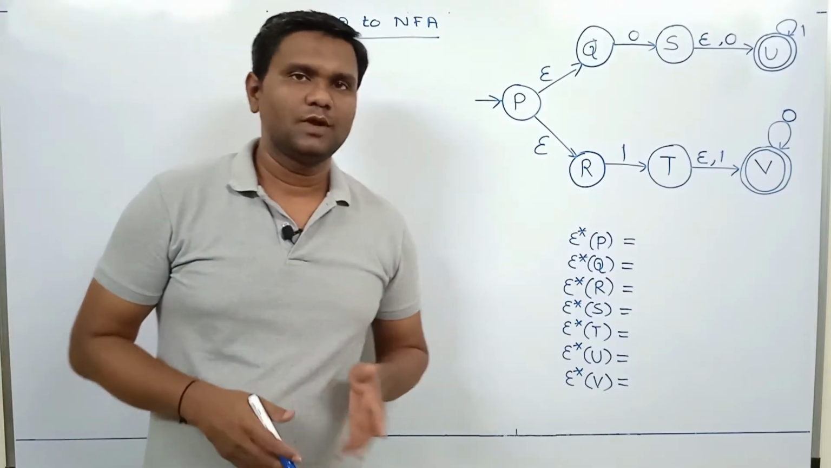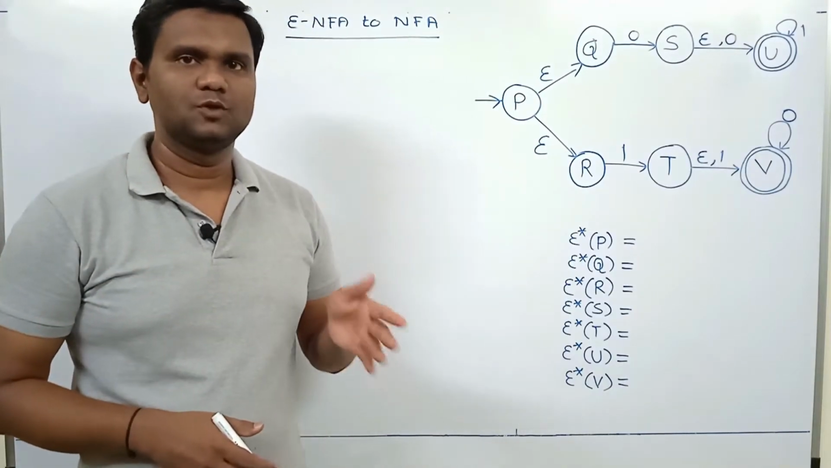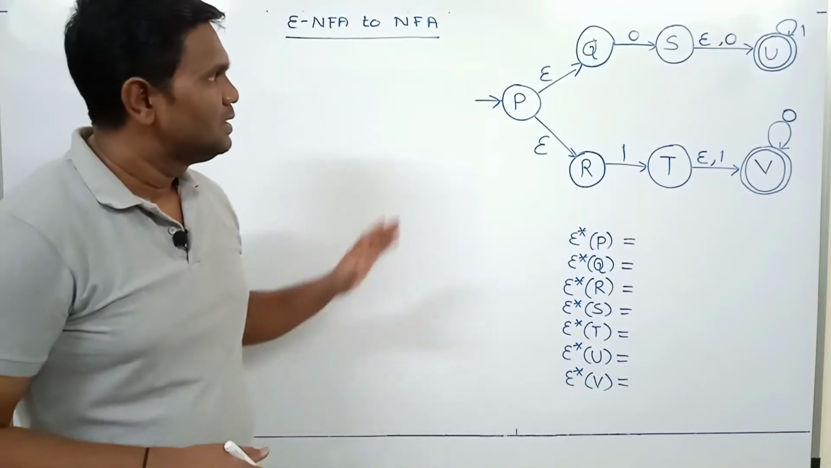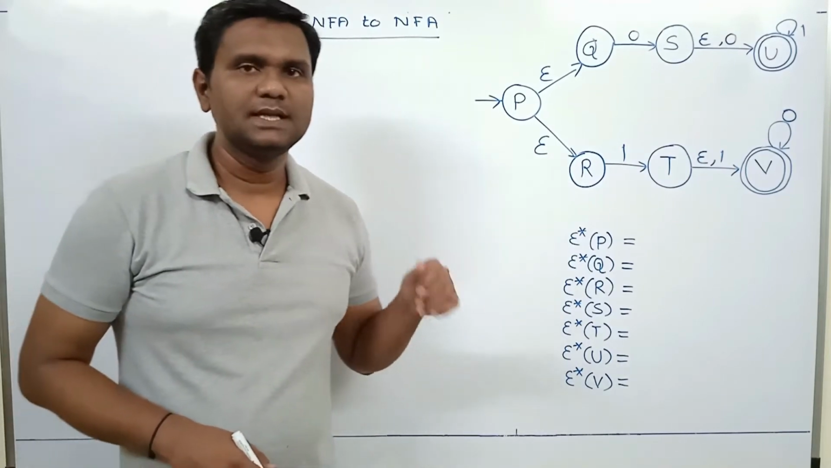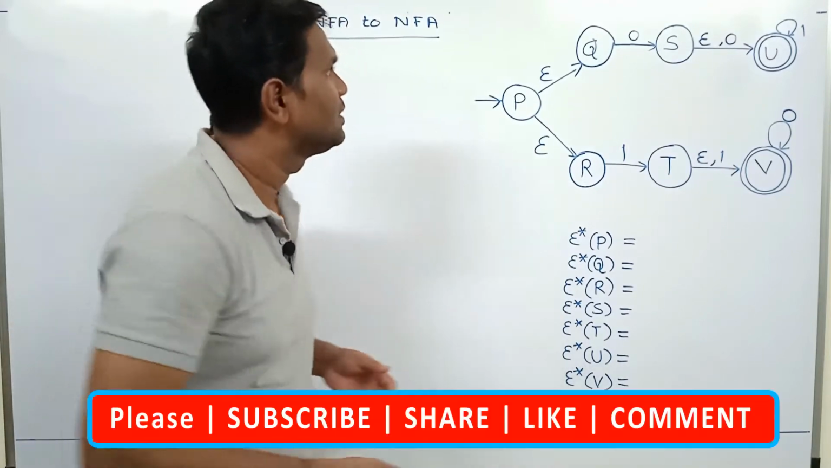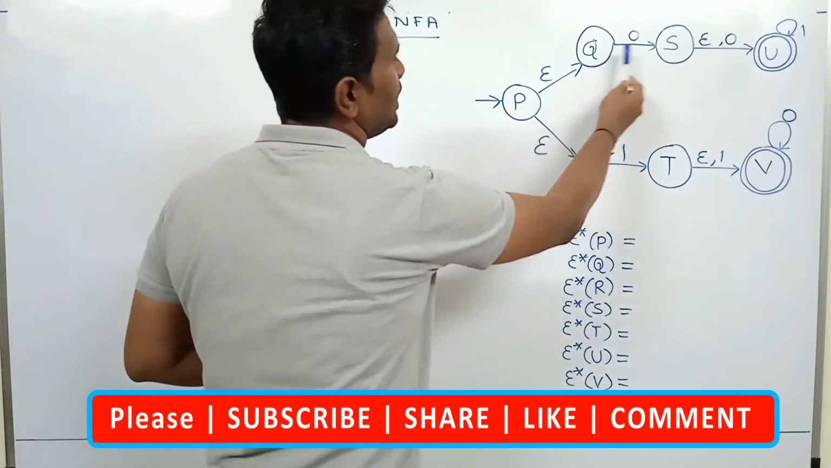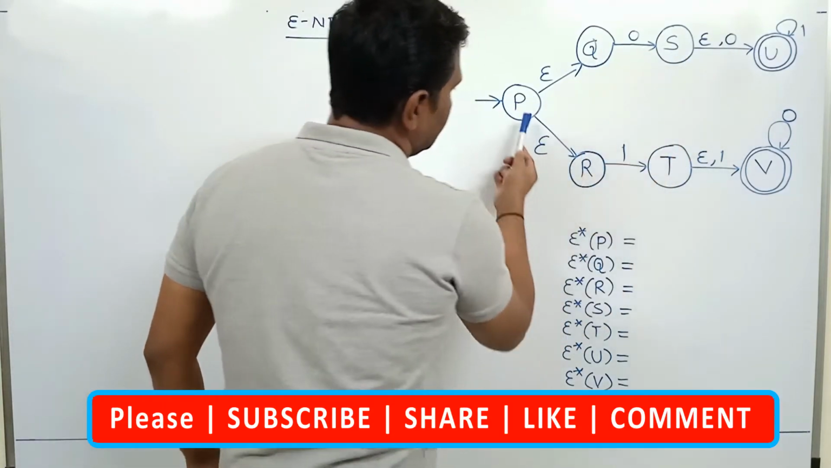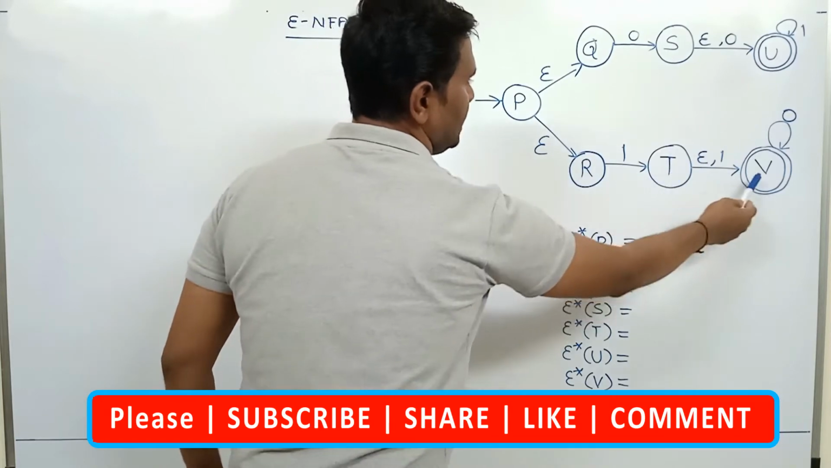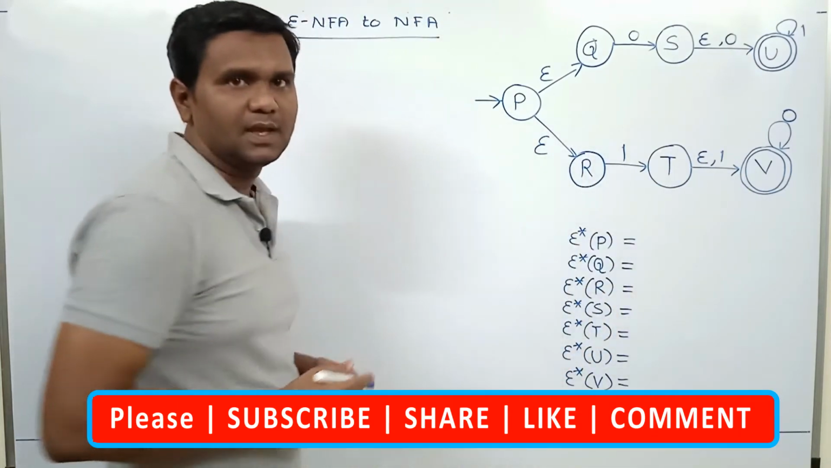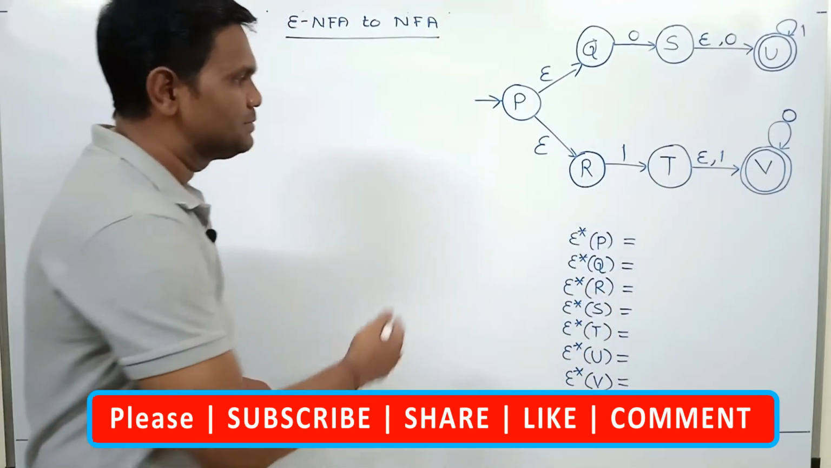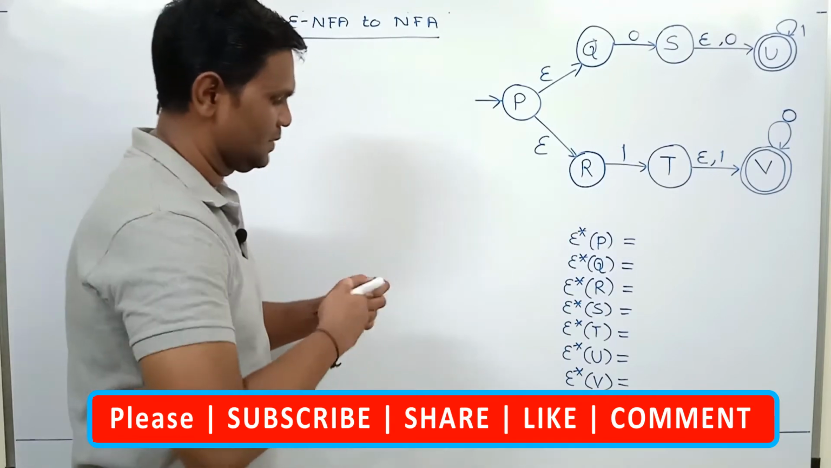Consider next problem for epsilon NFA to NFA without epsilon moves conversion. So the first step is to identify unreachable states and remove them. So from P we can reach Q, S, U, and then R, T, V, all the states are reachable. In next step we calculate epsilon closure for each state.